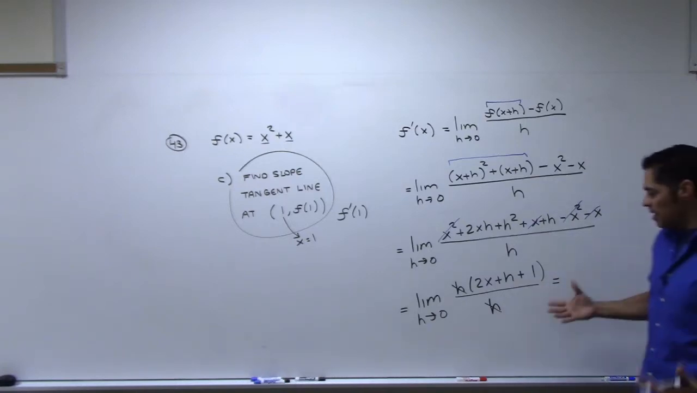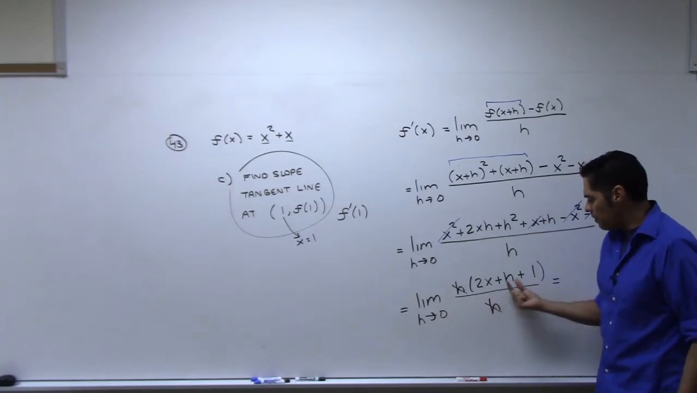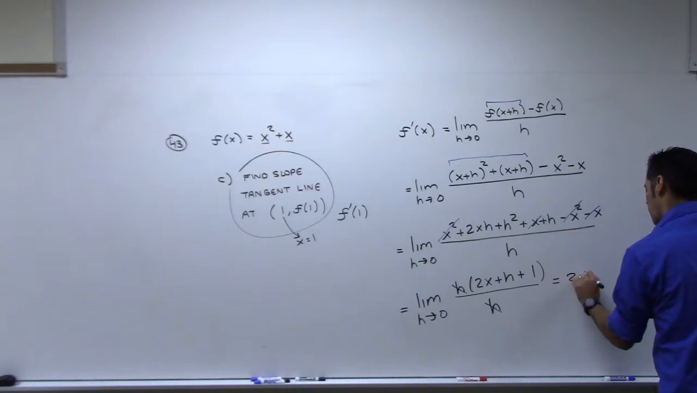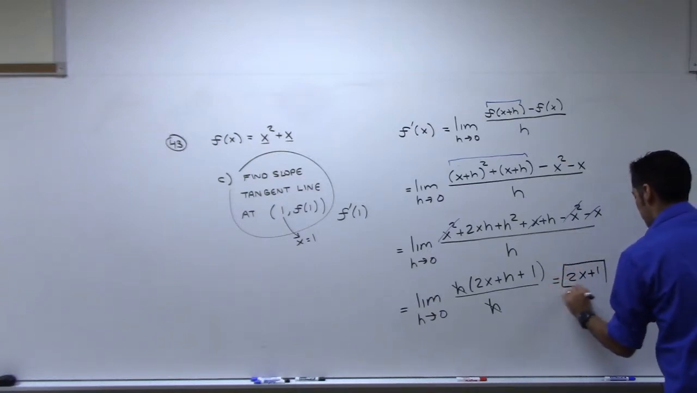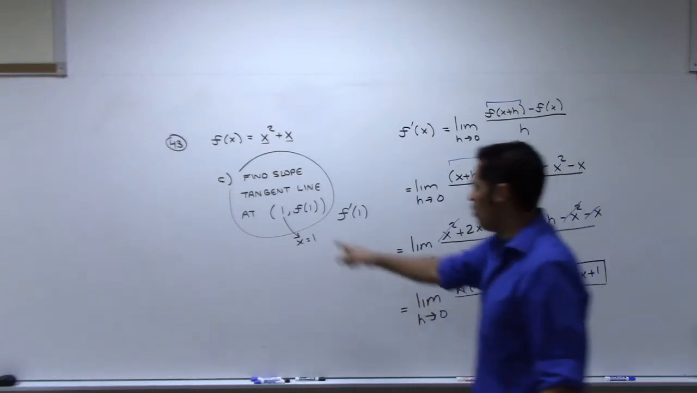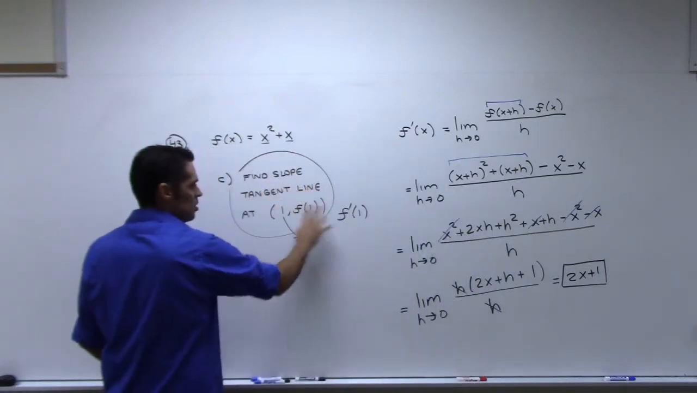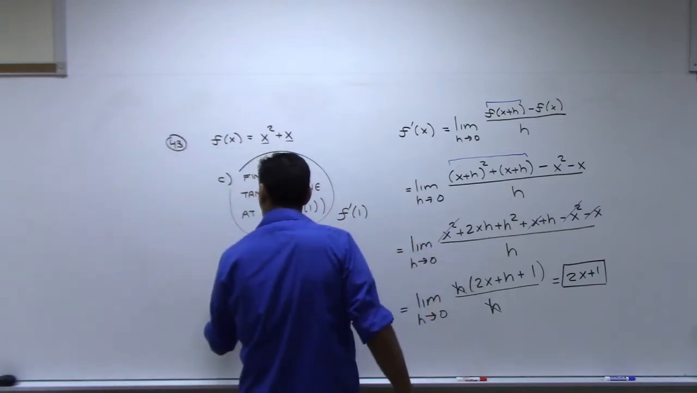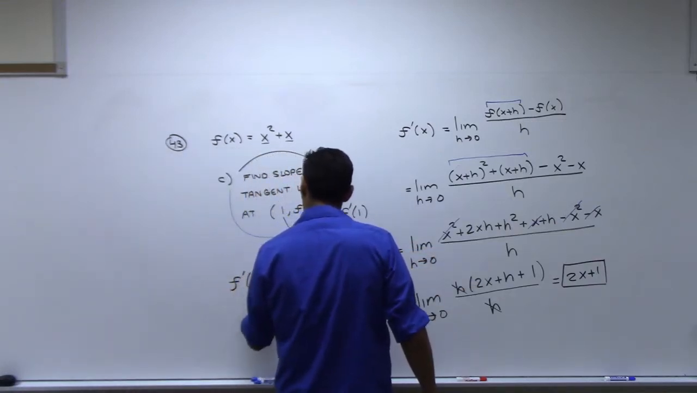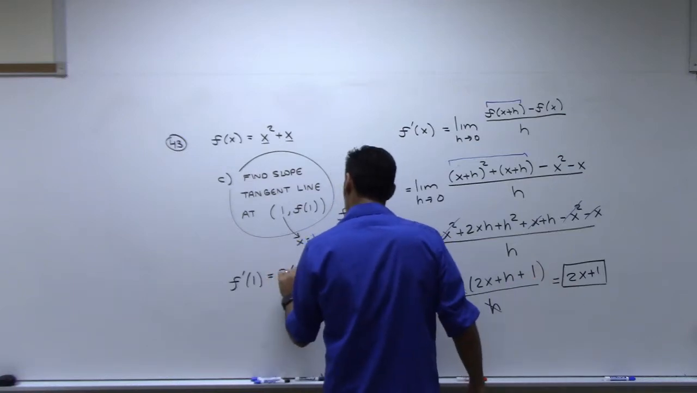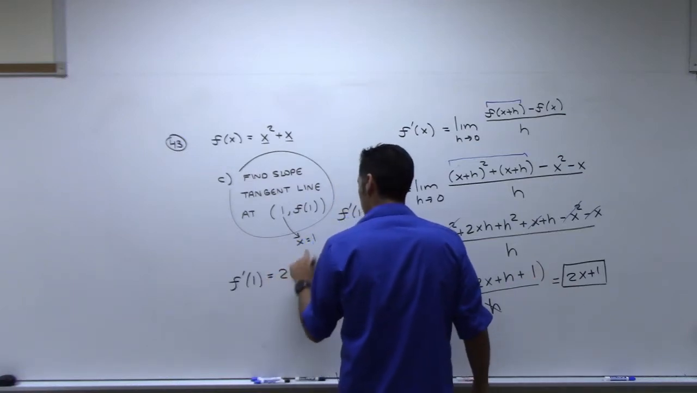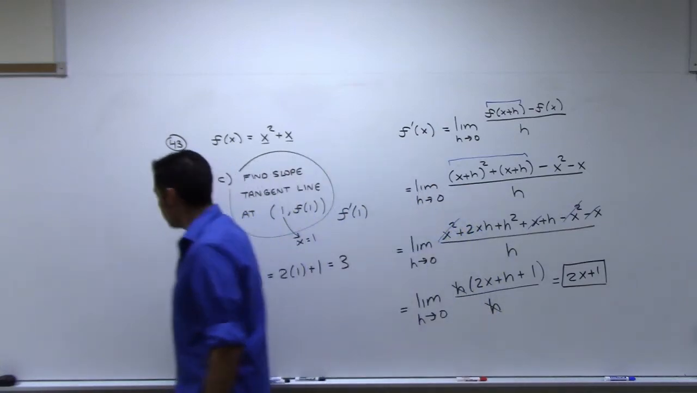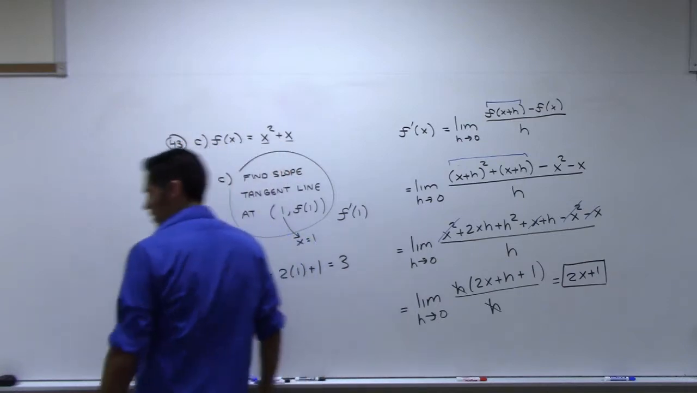And then at this point, I'm going to skip another step. I'm not going to rewrite it. I'm just going to take the limit as h goes to 0. So if this goes to 0, it's gone. And all you're left with is 2x plus 1. Bam. That's our derivative. Now, this wanted to know what was the slope of the tangent line at x is 1, which means I want to plug 1 into that. So f prime of 1 is 2 times 1, because I'm plugging 1 in for x, plus 1, and this is 3. So that is the answer to part C. Sorry, that's all they wanted, part C.